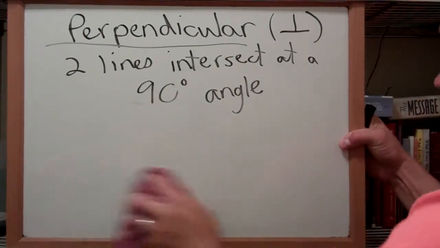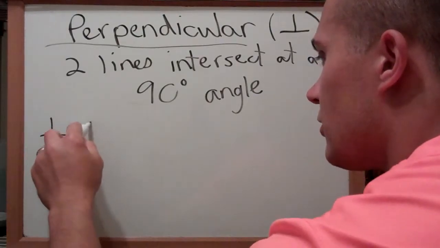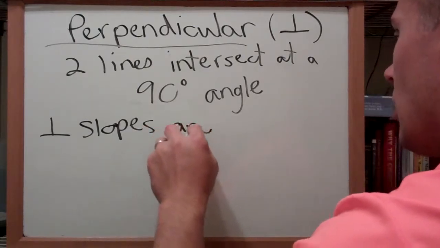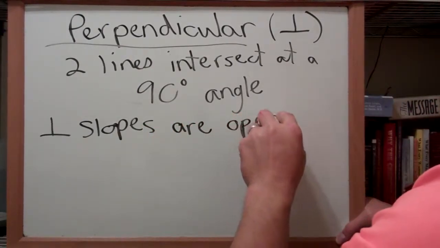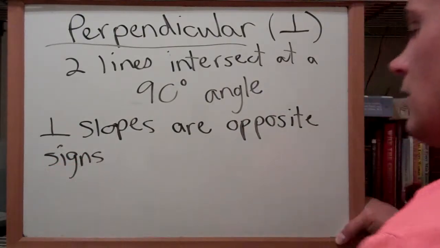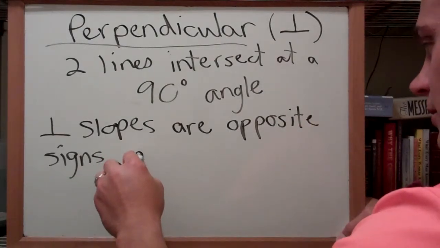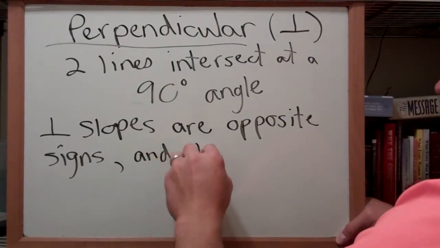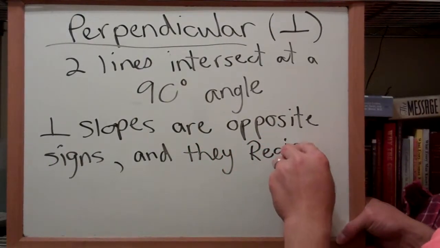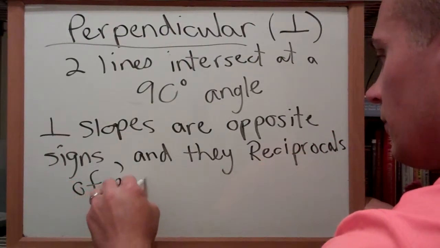So let me write that out more thoroughly. Slopes that are perpendicular, so perpendicular slopes, are opposite signs. So opposite signs meaning one's positive, one negative, and they are reciprocals of each other.